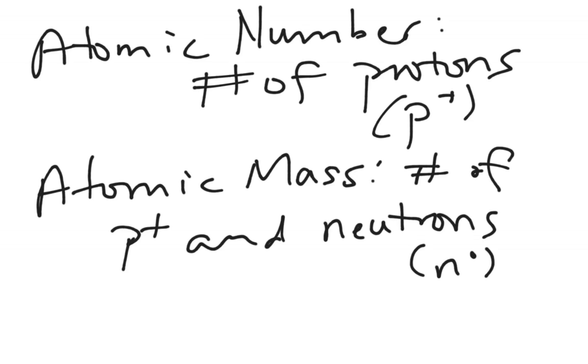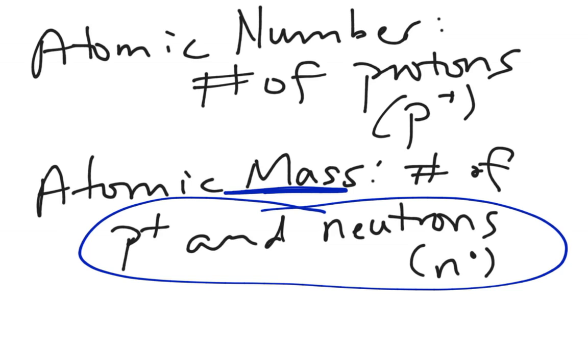Alright, trying to remember these things the way that I usually do it. Mass is a weight. Protons and neutrons have weight. Okay, electrons are too small to have weight, so we don't count them as having weight. So atomic mass is protons plus neutrons. They're the things that have mass. Atomic number is just the number of protons.